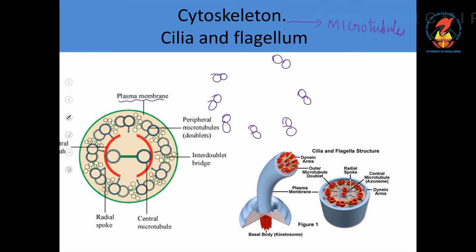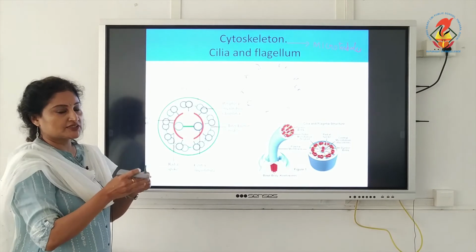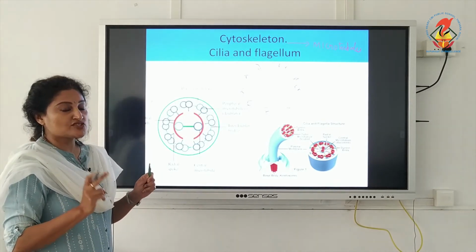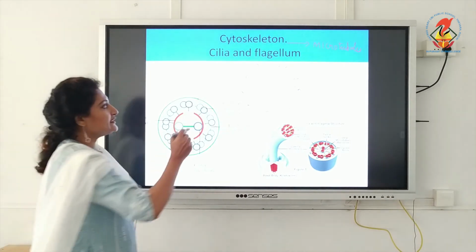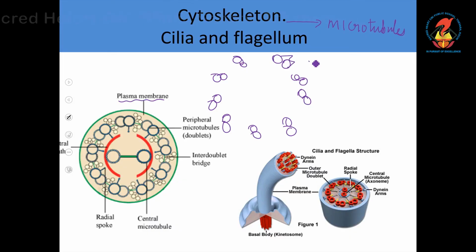1, 2, 3, 4, 5, 6, 7, 8 and 9 pairs at the periphery. So, when you take the cross section, they appear circular. So, there are 9 pairs of microtubules at the periphery. These 9 pairs are called doublets. So, what are these called? Doublets.